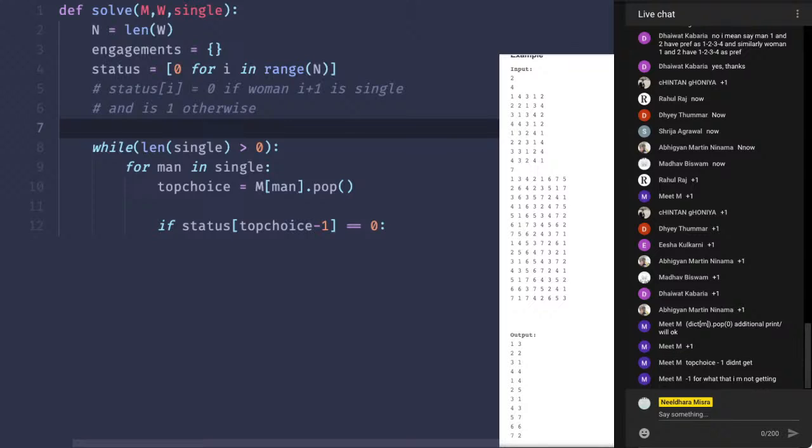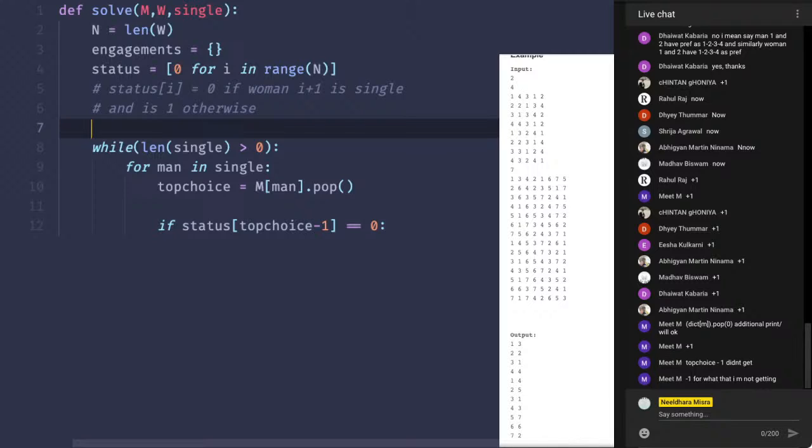Otherwise, what are we looking at? Yeah, so again, as a simple example, if it's woman number one, status of 0 will tell you if woman number one is engaged or not. So that's why you need to do the -1. So hopefully that is clear, Meet.